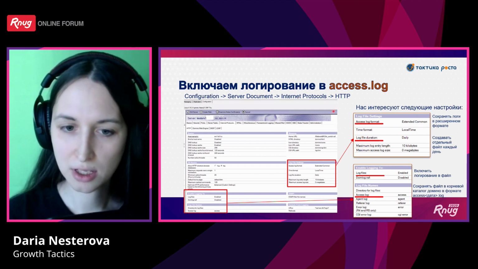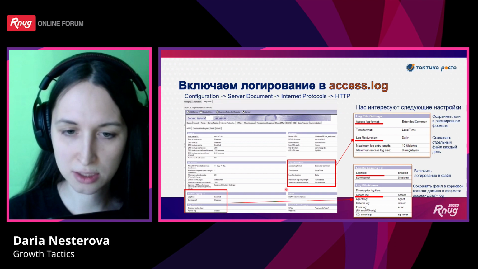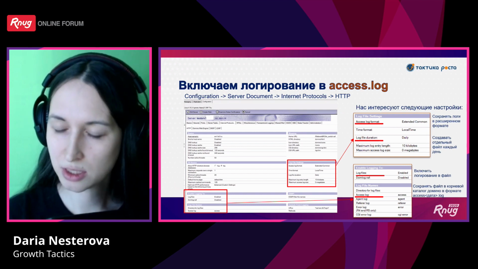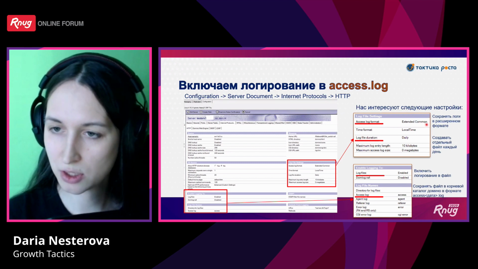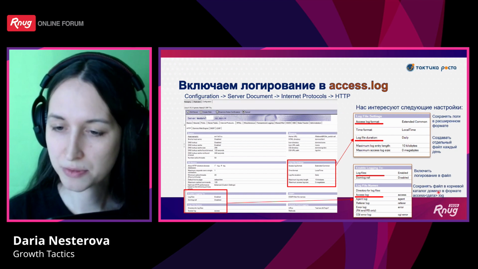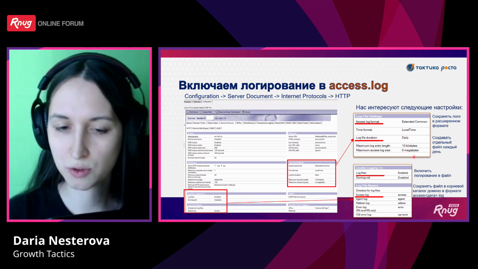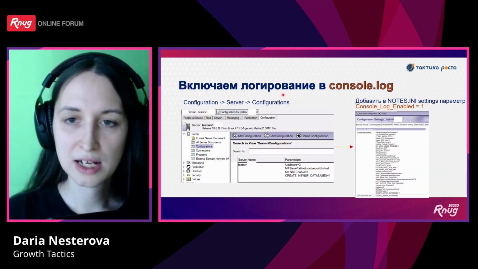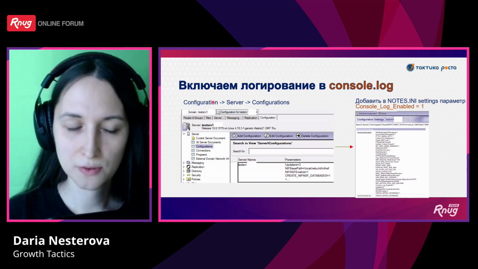Configurations, server document, internet protocols, HTTP. So two sections are important for us here. You can see them to the right. You enable the extended format of logs. You should enable log daily, log file, and mask for a file. It is access for us. This is the way we decided to have.